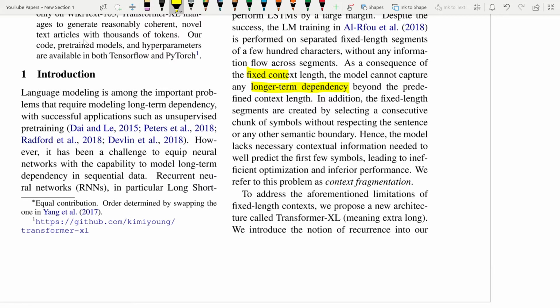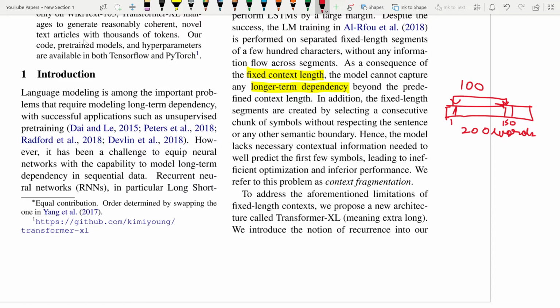Because of the fixed context length, if you have a context length of say 100, and there is a sentence of say 200 words, then obviously you cannot say that the first word has a relation with the 150th word. You cannot have any sort of attention or dependency going on between the two. So that is a real disadvantage.